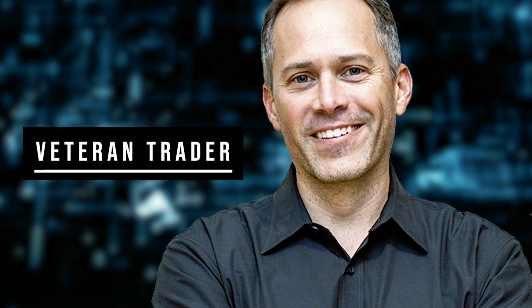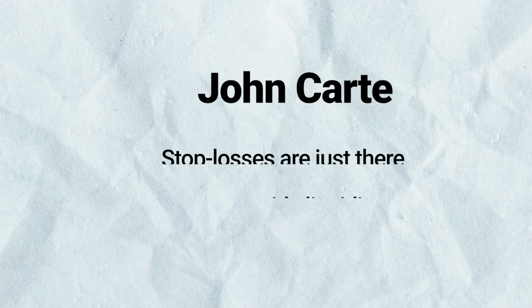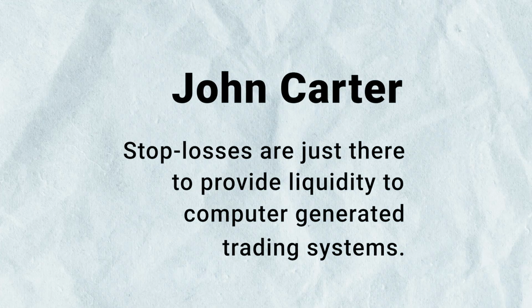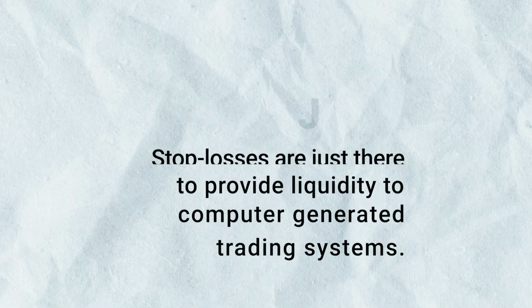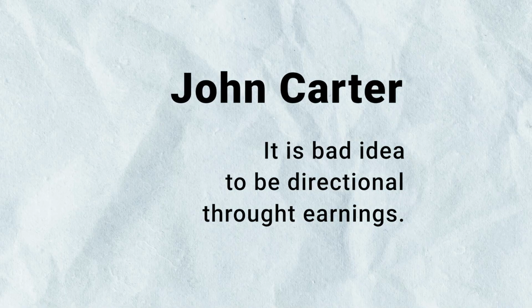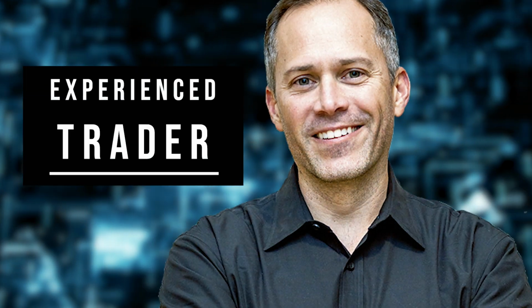Another thing I notice about John is that I believe he is a veteran trader, and some of the stuff he says leads me to believe that he's a veteran. One thing he said that I thought was funny, actually, but true, was that stop losses are just there to provide liquidity to computer-generated trading systems. He also said something I agree with, which is that it is a bad idea to be directional through earnings. And based on listening to him teach and analyze, it is obvious that he is a very experienced trader.